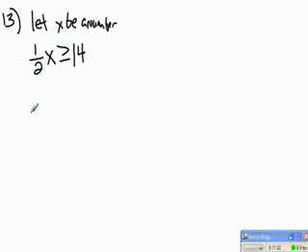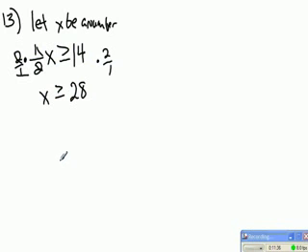So I need that 1/2 to go away so that x is by itself. In order to do that, I multiply by the reciprocal on both sides to keep it even. So I get x is greater than or equal to 14 times 2, which is 28. And I do need to check my answer. So I need to pick a number that is greater than or equal to 28 that I can divide by 2 easily. I could use 28, that's fine.